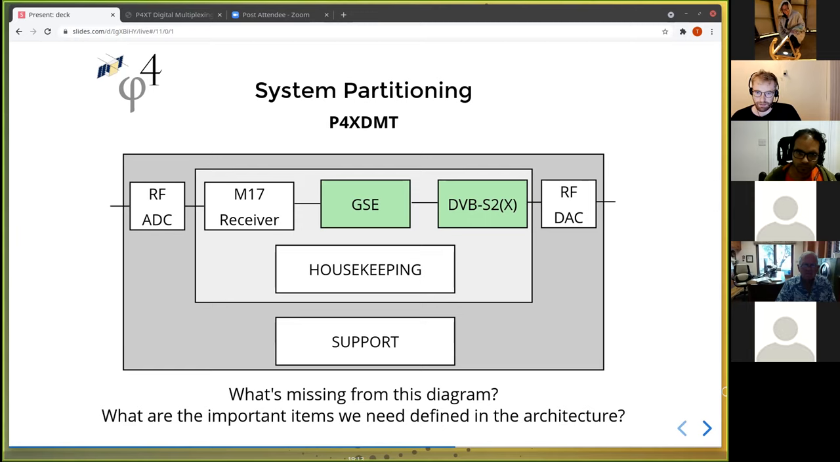I don't know if Michelle has something she wants to say. I guess that's kind of an old decision. What's the question about M17? Yeah, so basically it's an asymmetric link, in the sense that a user will transmit on M17, or just narrowband in general, but then receive on DVB.